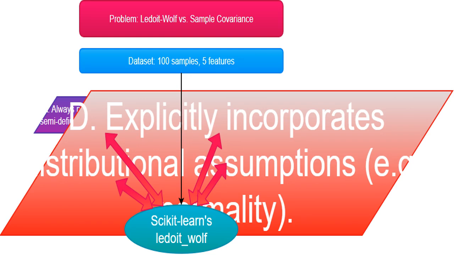The ledoitwolf method truly shines when the number of features is much larger than the number of samples, high dimensionality. This is where the regular sample covariance often falters, whereas ledoitwolf provides a more robust estimate. It's like navigating a complex terrain with a sophisticated tool versus a basic one.